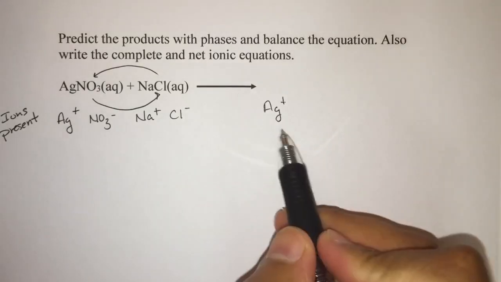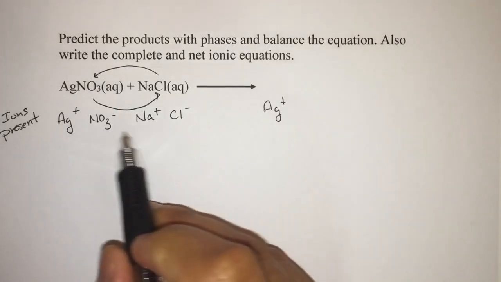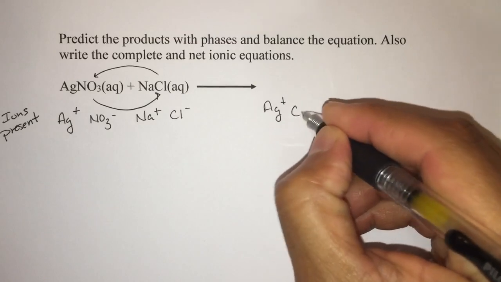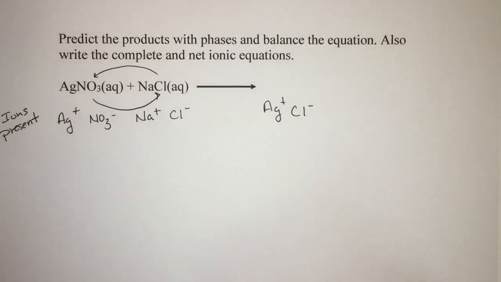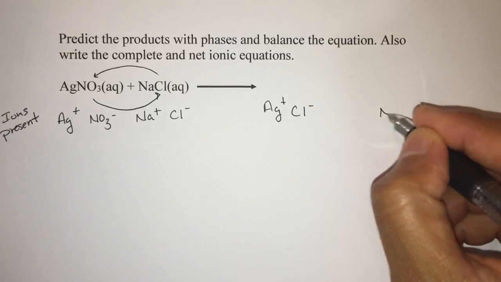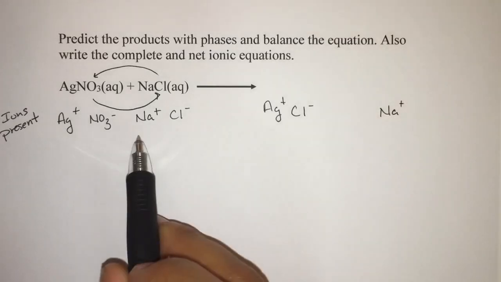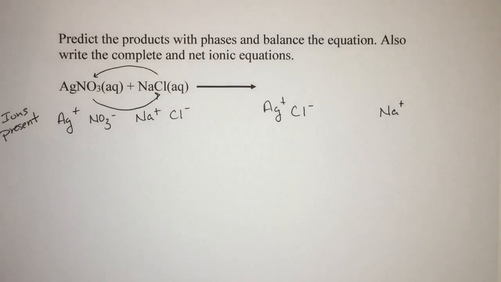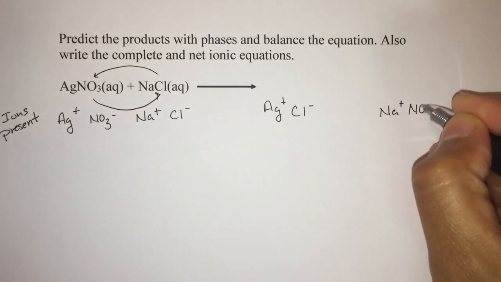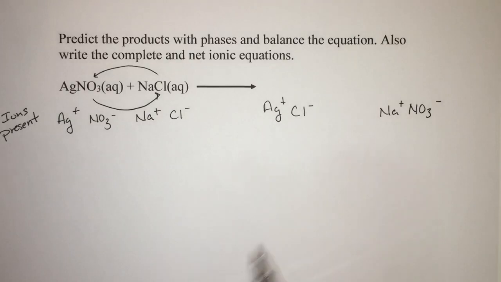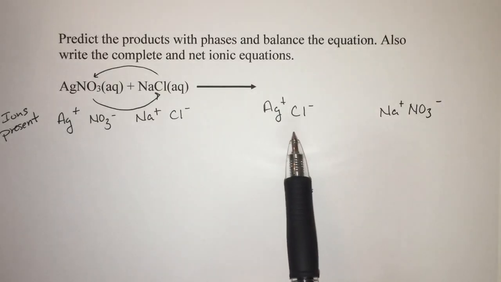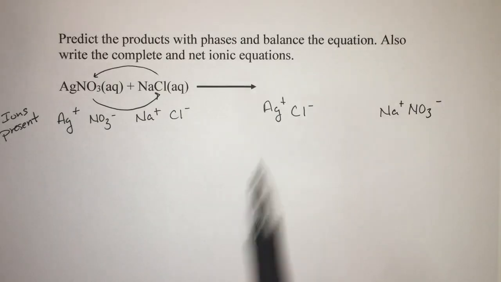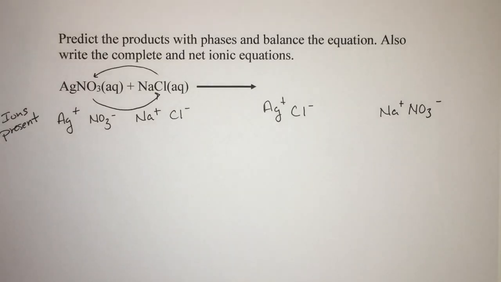So on the product side, here's the silver, but instead of the nitrate, I'll write a chloride ion. And the other product will be the sodium, but instead of the chloride, I'll write the nitrate ion. Now notice that I'm writing the ions with those charges. So now what I want to do is write the formula. So what does a silver ion and a chloride ion, when they combine together to make this ionic compound, how would we write that formula?